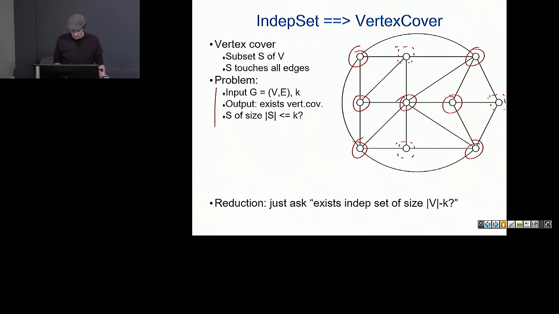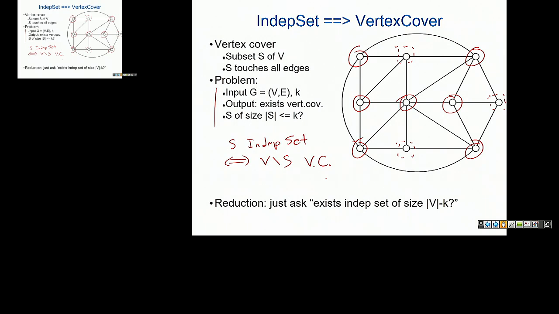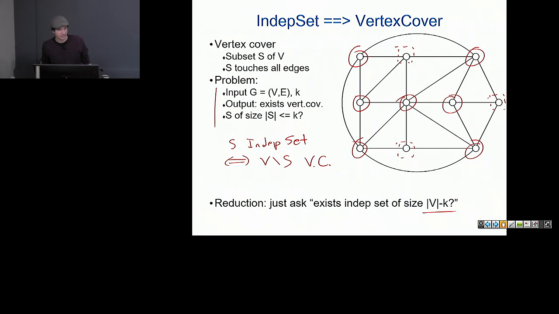So it is true that if S is an independent set, if and only if V minus S is a vertex cover. So therefore, this is the simplest possible reduction, right? I just find an independent set and ask, in particular, hey, is there an independent set of size V minus K? If there is, then there's a vertex cover of size K. Make sense? And it's obviously polynomial time. I don't even have to do anything, basically. I just use the same graph.